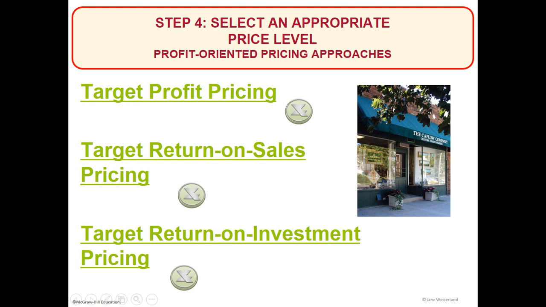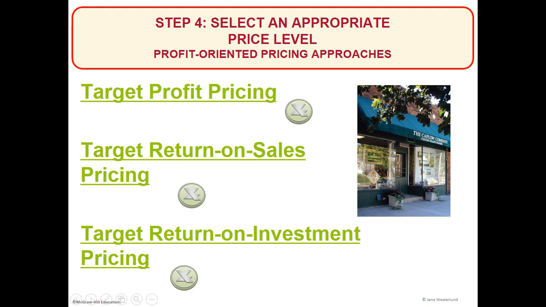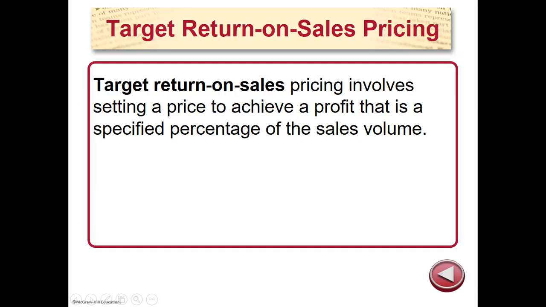Then there are profit-oriented pricing approaches. One is called target profit pricing. That is, you set an annual target for a specific dollar volume of profit. Say we want to make $1 million in profit. Okay, then from that you set your price. Okay? Or you can use target return on sales pricing.